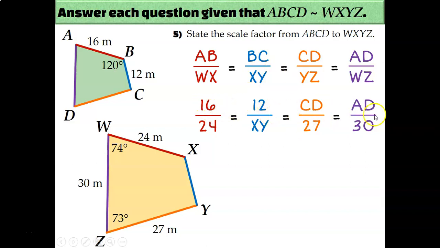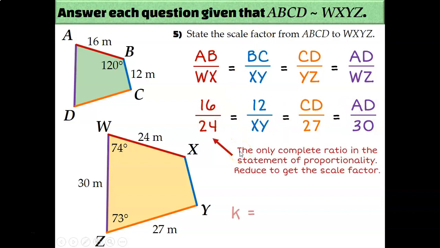So looking through these four ratios, there's only one that's complete. It's this one. I know both the numerator and the denominator, whereas the other three, I'm missing one of my numbers. So to calculate my scale factor, I'm going to take that ratio and reduce it. So K, which is for whatever reason the letter that we assign for scale factor, I don't know why, there's no K in the phrase scale factor, but K is what we use. K, the scale factor, would be 2/3 if I reduce the fraction 16/24.